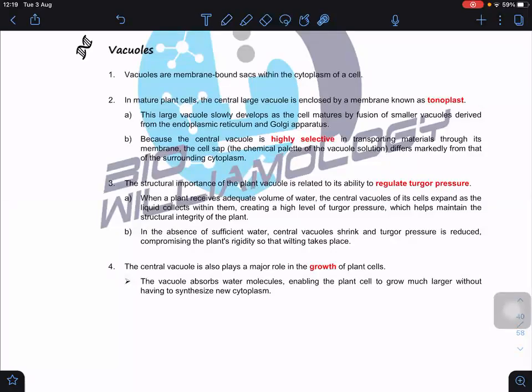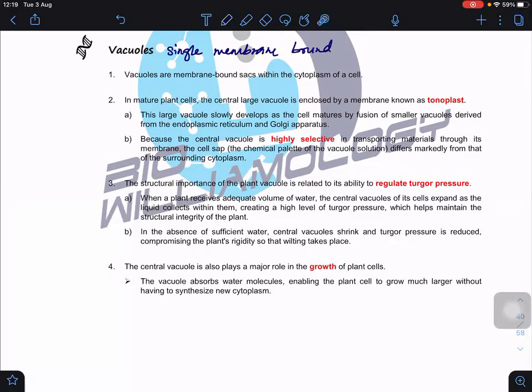Okay, so for today's lesson, we're going to look at the structure of the vacuole. Vacuoles are something like vesicles. They are single membrane bound organelles. Write down: they are single membrane bound. They are within the cytoplasm of the cells.